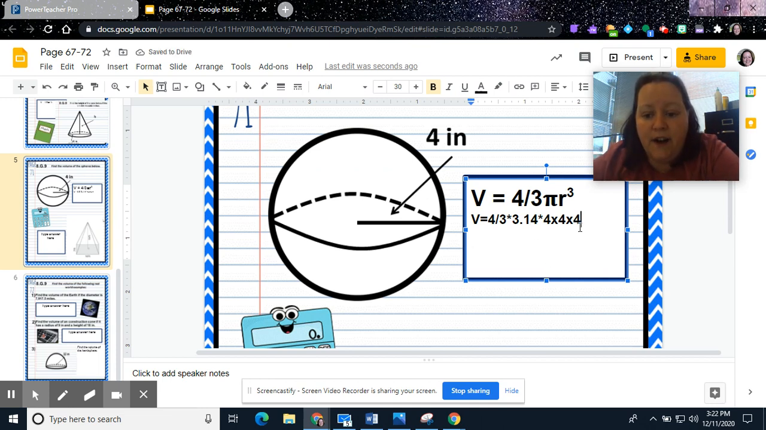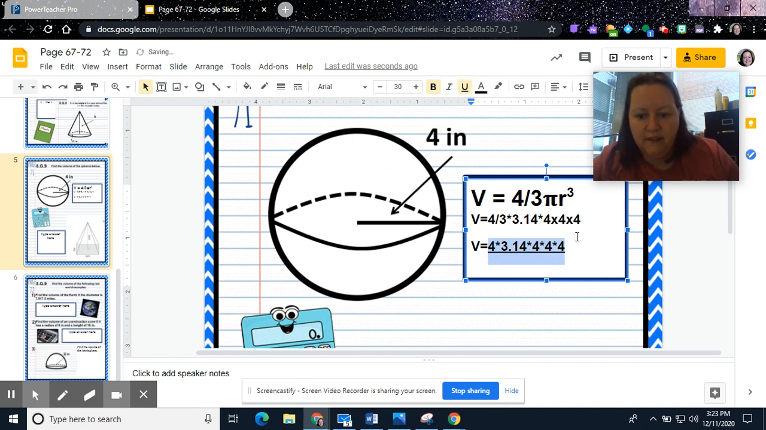Now, here's how I like to look at this. Because it has this fraction of 4/3, instead of looking at it like this, I like to look at it like this, where it's volume equals 4 times 3.14 times 4 times 4 times 4. That's a lot of 4s. And then thinking of the whole thing, then dividing your answer by 3. That's how I like to look at it.